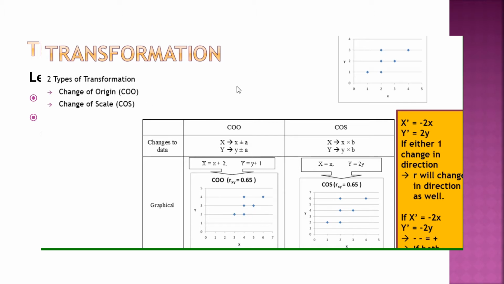So there are two types of transformation. You may want to follow your manual, which is COO and COS. So just remember one thing, COO is plus and minus. Plus and minus, no effect on mean, mode, median. There'll be no effect on SXY, no effect on RXY. So we won't even talk about it.